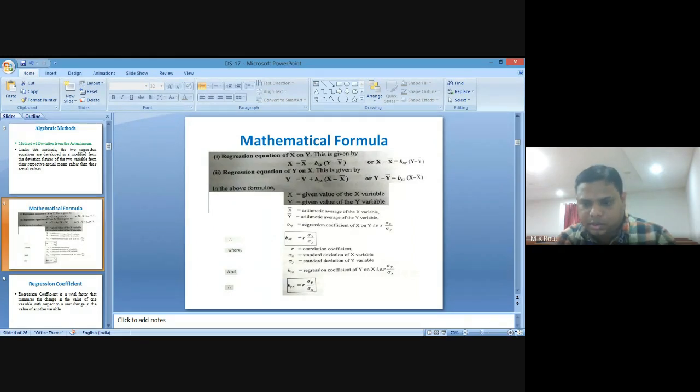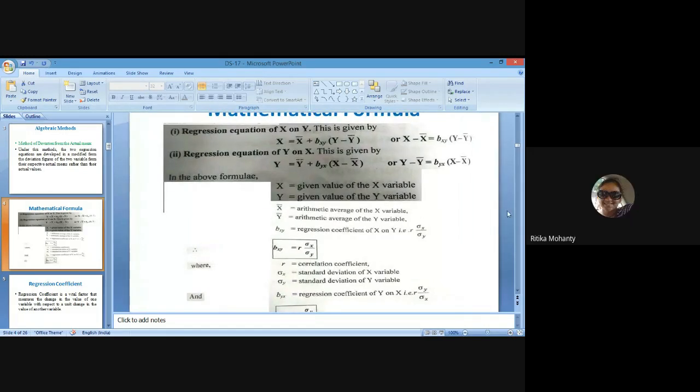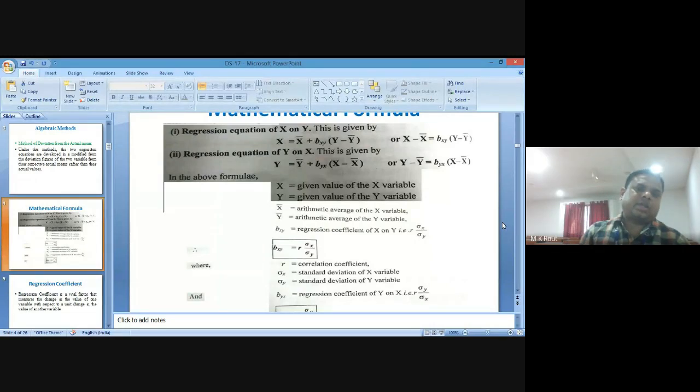I just enlarge this one. Make it full screen. Is it visible? Yes, sir. So put down the formula. Regression equation of x on y equals x is equal to x bar plus bxy into y minus y bar.